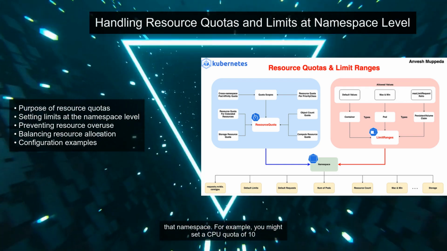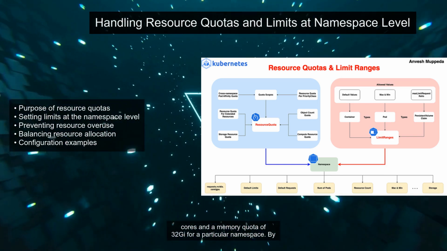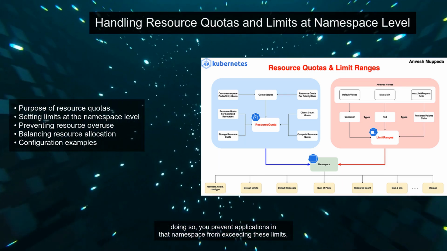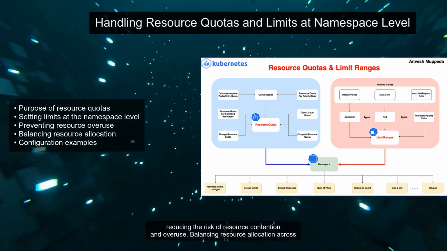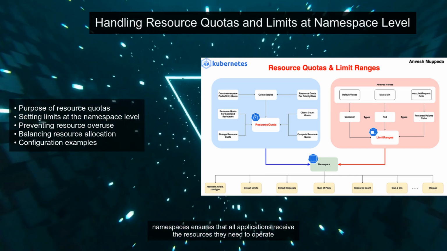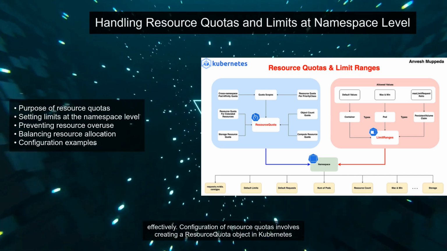For example, you might set a CPU quota of 10 cores and a memory quota of 32 GB for a particular namespace. By doing so, you prevent applications in that namespace from exceeding these limits, reducing the risk of resource contention and overuse. Balancing resource allocation across namespaces ensures that all applications receive the resources they need to operate effectively.